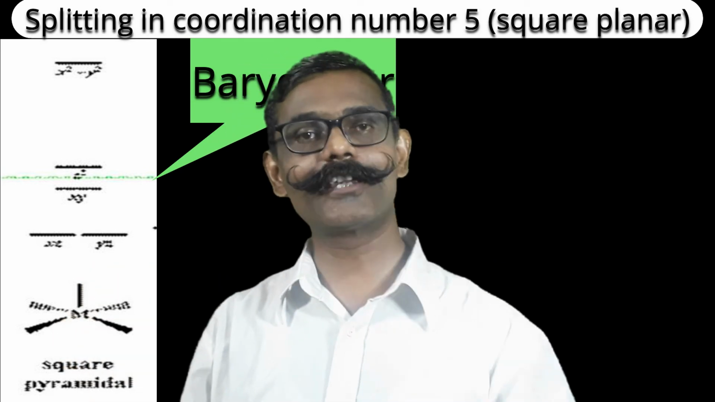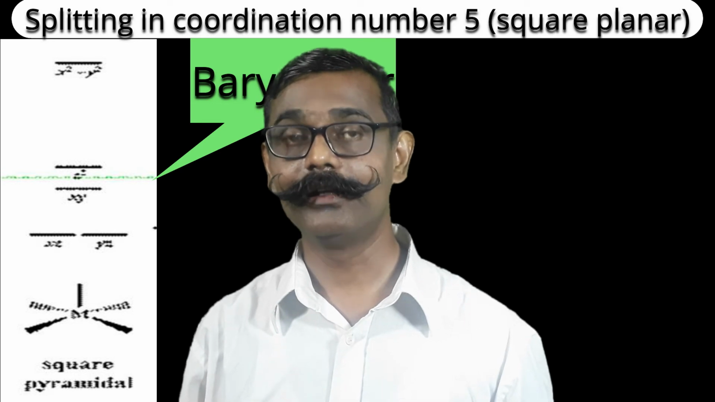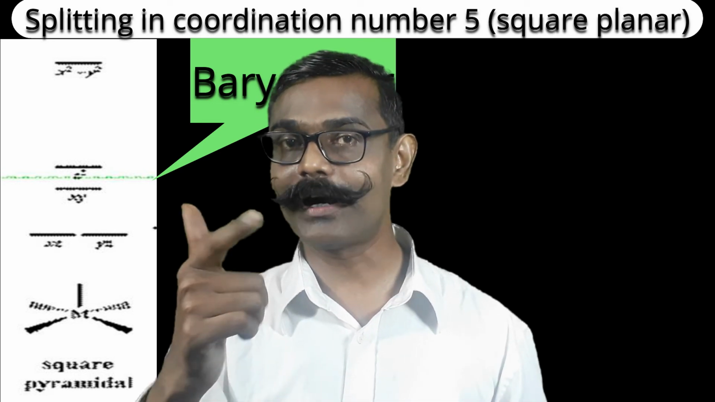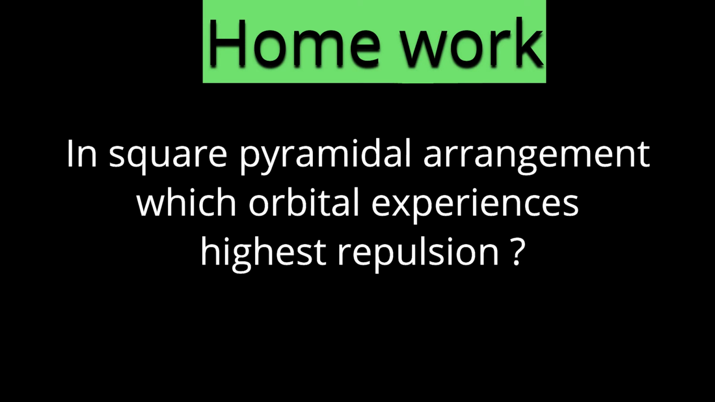Now last one arrangement left, that's the octahedral, that we will see in next part. As a homework, simple question: which orbital has highest energy in splitting diagram in case of square pyramid?